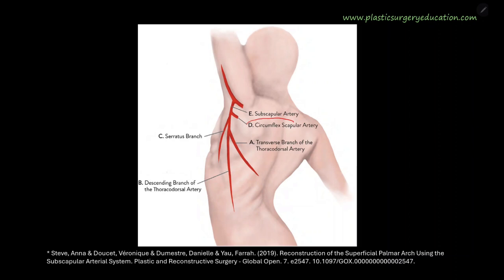In addition, the descending branch also gives rise to cutaneous perforators, which form the basis of our TDAP flap. So again, these were the flaps which were based on the subscapular axis. I think these were all the branches of the axillary artery and the flaps which can be based on them.